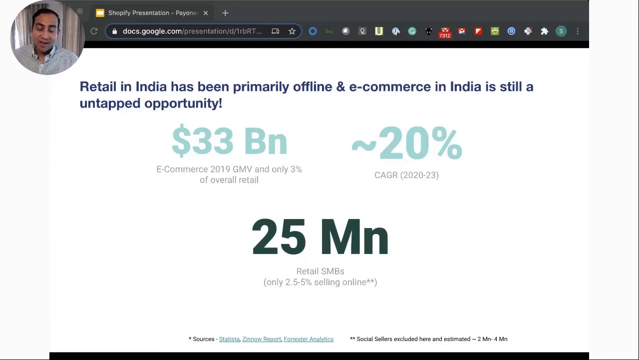We know that, and still a large portion of all the SMBs out there in retail, it's estimated about 25 million SMBs are in India. Only 2.5% of them are online. So I think online commerce in India is growing fast, and it's a small portion of overall retail. So the time is now for you to go online.